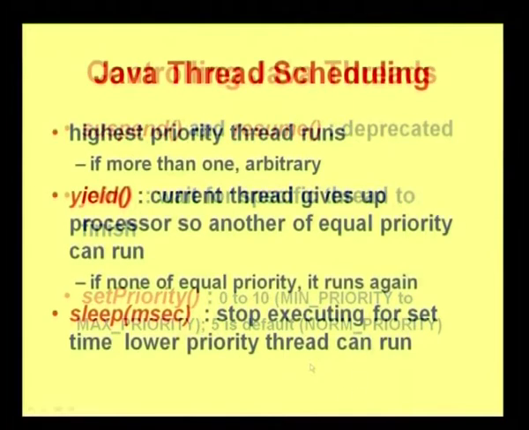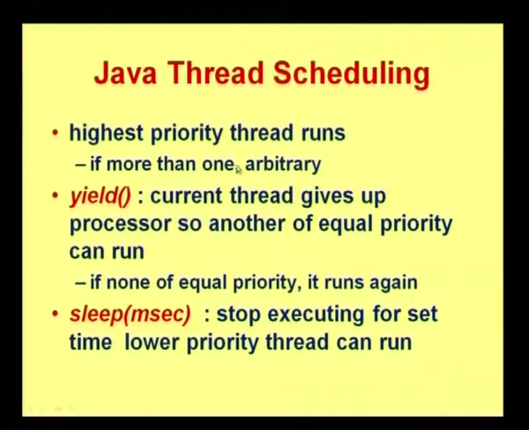Whenever you run your thread and you are not setting any priority, it will have normal priority. Next we are going to see a few methods that are used for scheduling. The highest priority thread runs if there is more than one, arbitrarily. It means that your highest priority thread is given the chance when there are many threads. Next is the yield method. With yield, the current thread gives up the processor so any other thread of equal priority can run. If none has equal priority, it runs again.